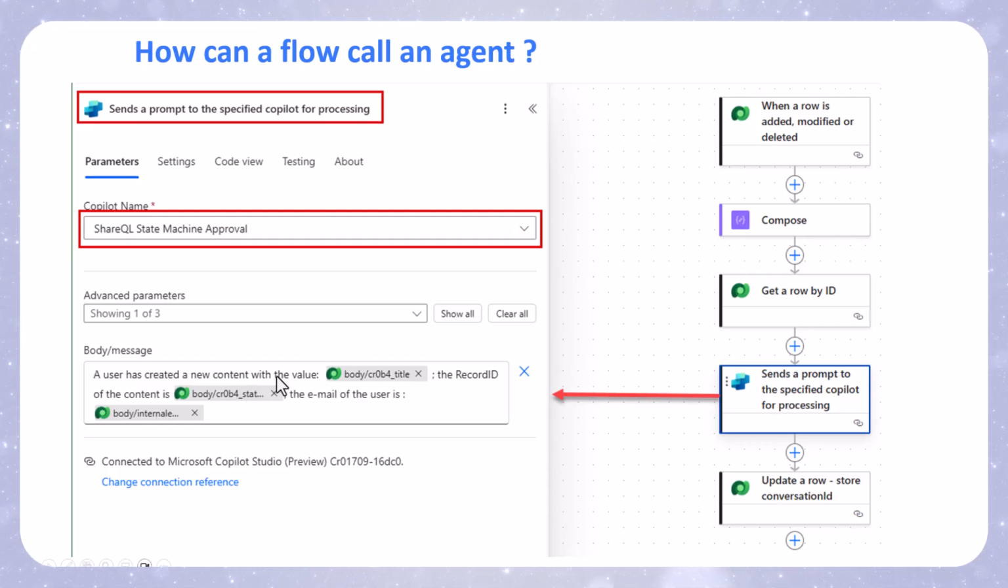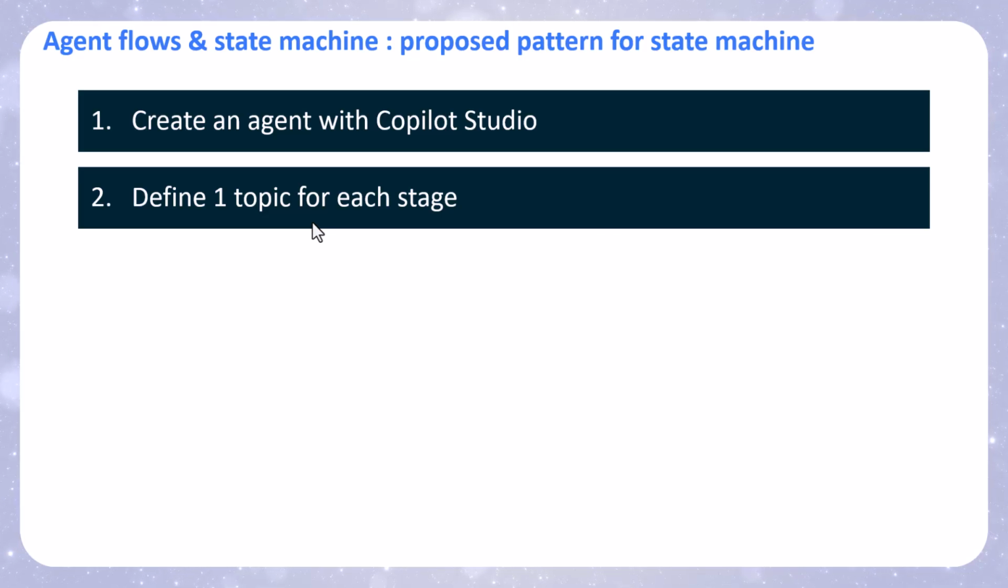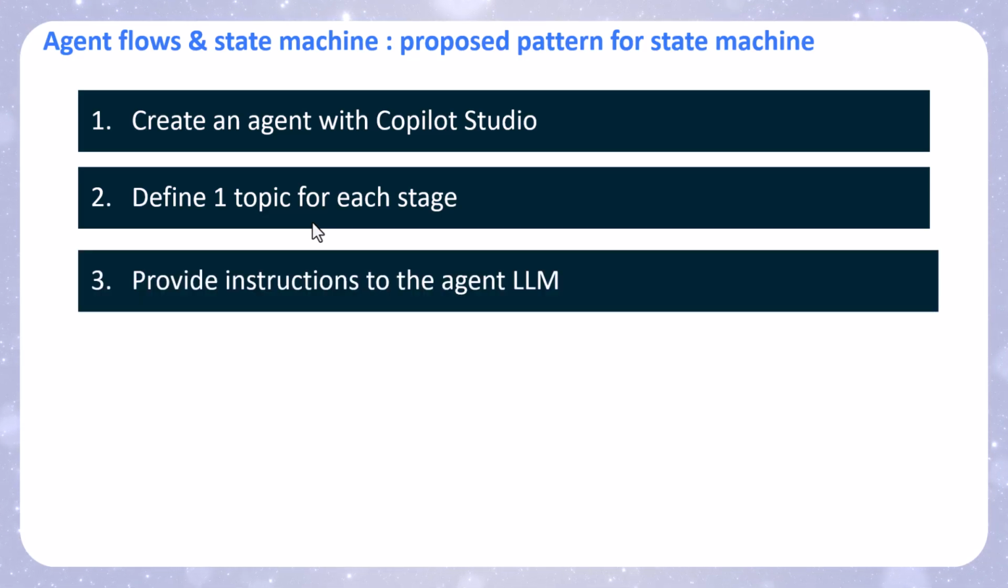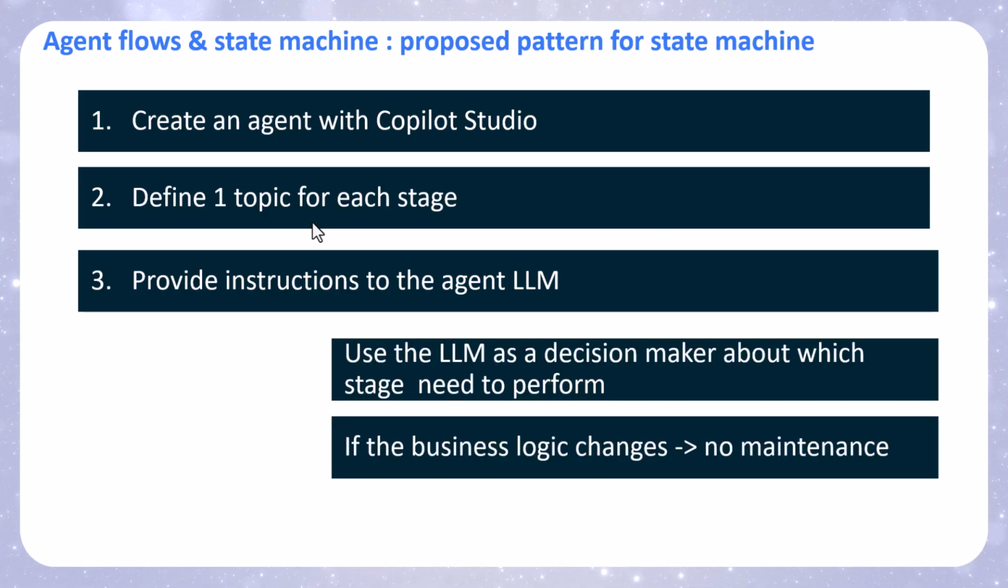A user creates new content with this value. See, I send this to my agent. This is my agent. And the way I implement it is the following. First, I create an agent in Copilot Studio. Second, I define one topic for each stage. Third, I provide my instruction to the agent LLM. So I use the LLM as decision maker about which stage needs to be performed. And one of the benefits is if the business logic changes, I don't have any maintenance. And that's something I will illustrate.